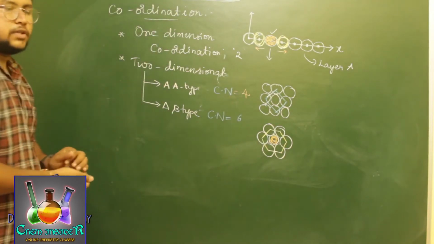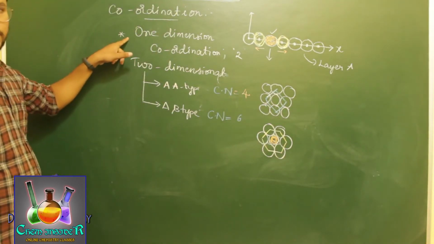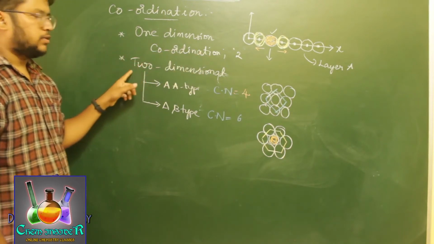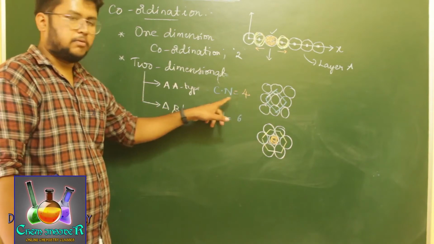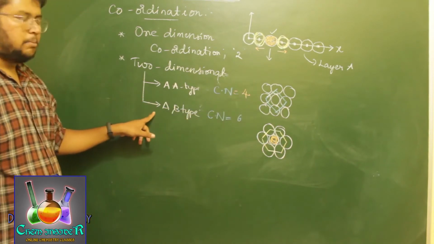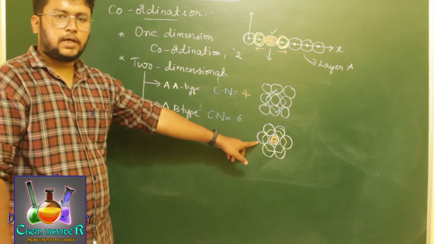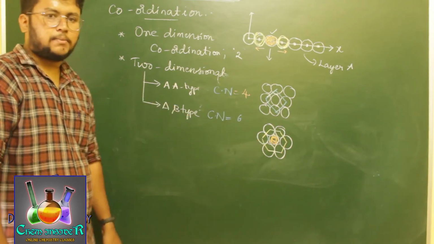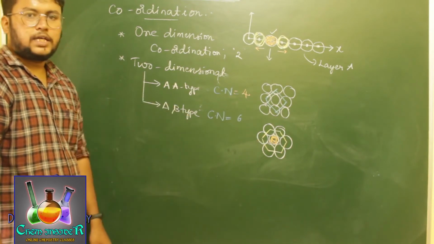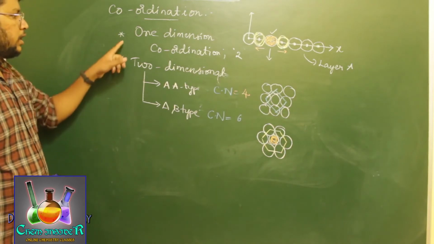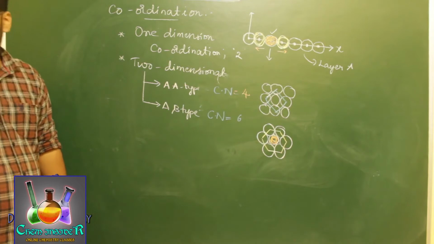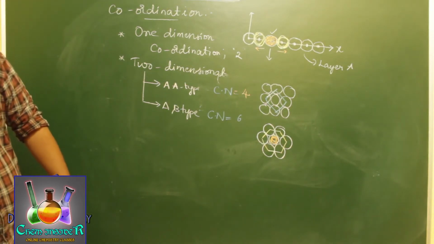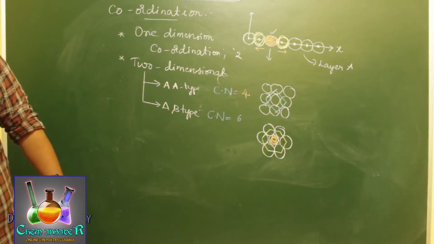Okay, so this is about 1 dimension, where the coordination number is 2. For 2 dimensions, each atom will be surrounded by 4 different atoms. The coordination number will be 4 for that atom. And for AB type, each atom will be surrounded by 6 atoms and its coordination number will be 6. So this is about 1 dimension and 2 dimension. Now if we have understood the 1 dimension and 2 dimension, next we are going to discuss 3-dimensional arrangement.